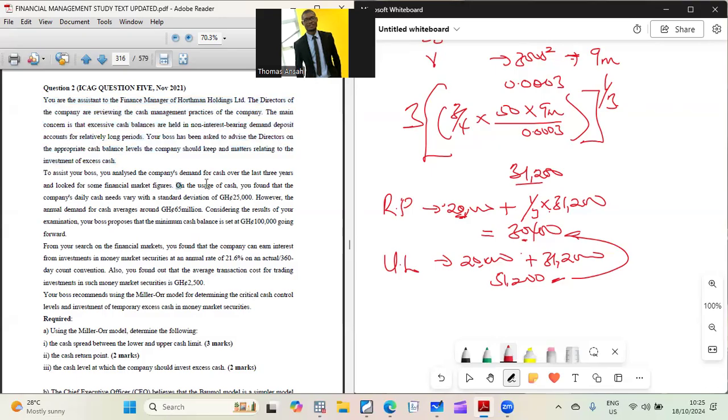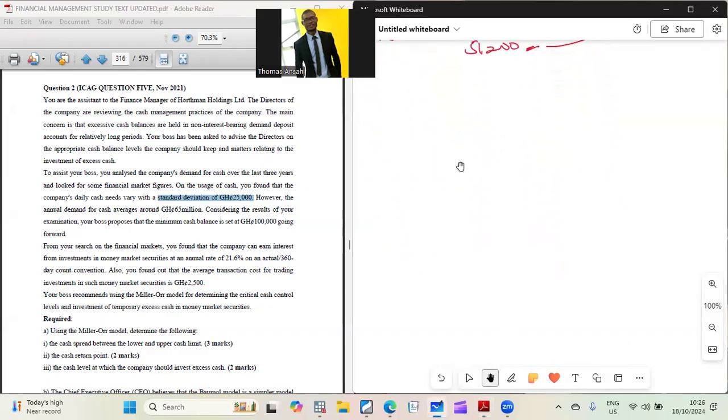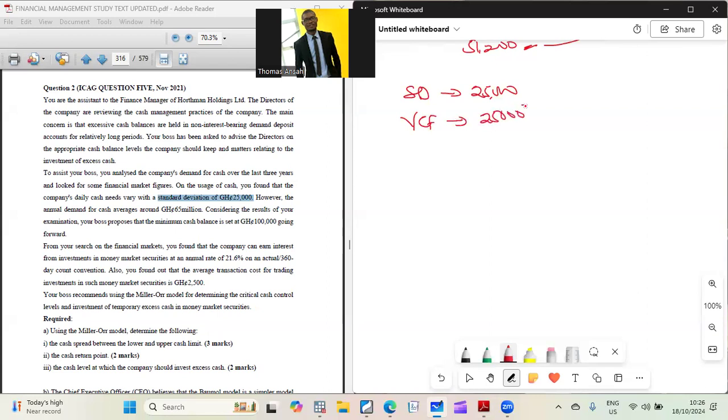So you come here, you are told that on usage of cash, you found out that the company's daily cash needs vary with a standard deviation of 25,000. So that is it, 25,000. You have your first line item being 25,000. Now, the question you need to ask yourself is, what is this 25,000 for? They said it's standard deviation, but we don't need standard deviation, do we? We need variance, daily variance. So this 25,000 squared will be how much in terms of the variance? 25,000 squared gives me a huge figure, which is 625 followed by 6 zeros. Okay, so this is it. So I found my variance.